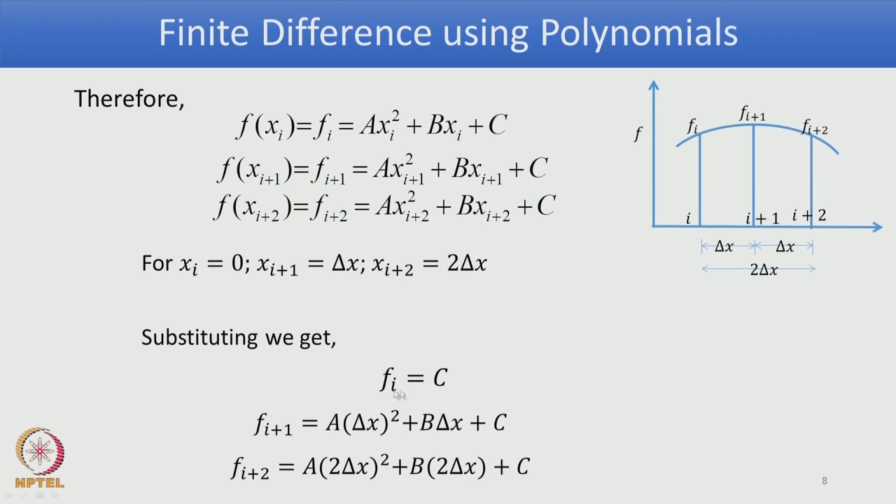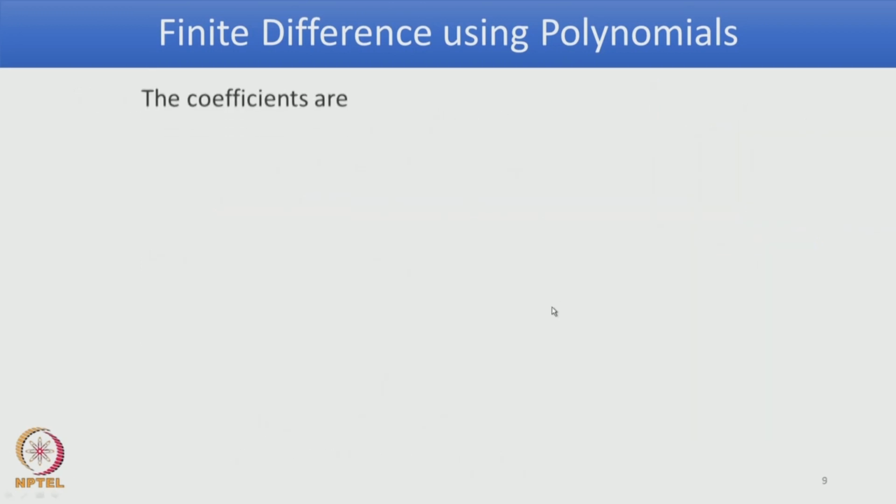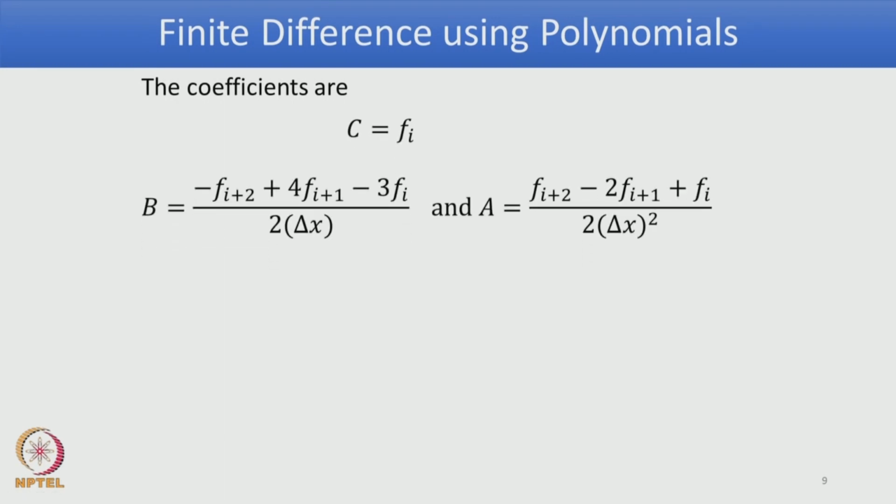If you solve, you already have the value of c equal to f of I, which you can substitute. Then the remaining 2 coefficients, a and b, are evaluated by suitable arithmetic operations between these 2 equations. If you follow that procedure, you get the expressions for coefficients a and b, as shown here. The coefficient b is expressed in terms of f at I plus 2, I plus 1, and I in this way, and similarly the coefficient a is expressed in this form.